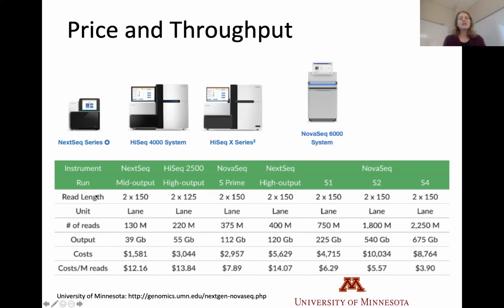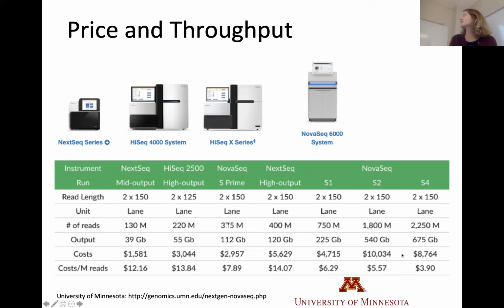So you have so many decisions. What read length do you need? These are all paired-end. That's what the 2 by 150 means. That's paired-end: you get two reads, each one is 150 bases. It also tells you the number of reads you can expect to get back. So these NovaSeqs, as you can see, give you a lot more reads than the older generation equipment.